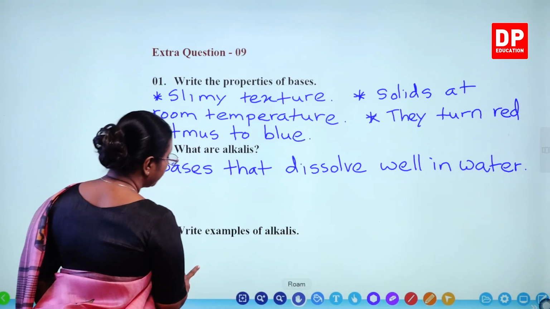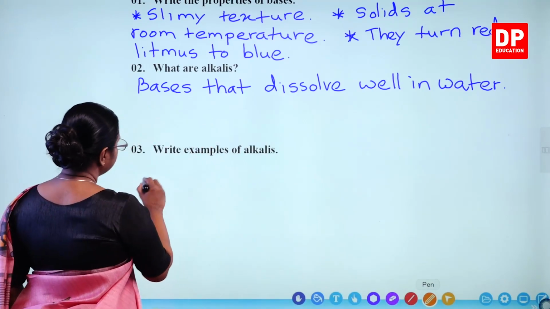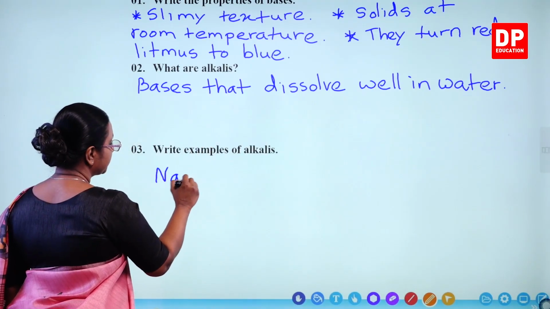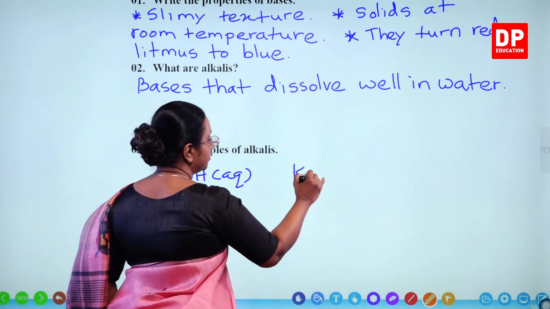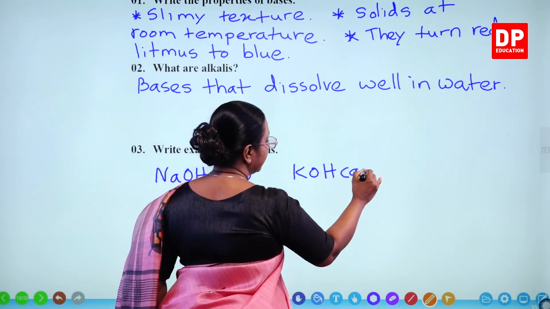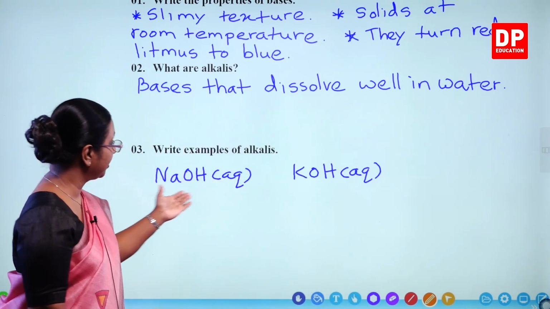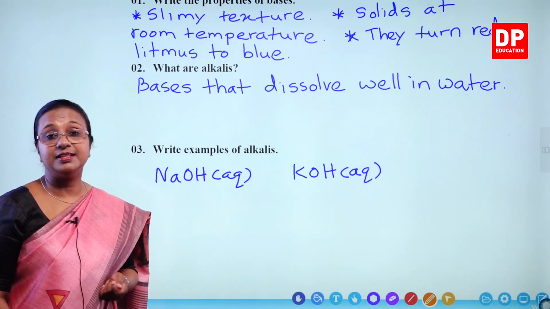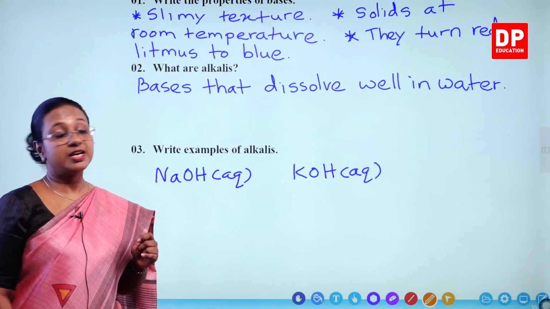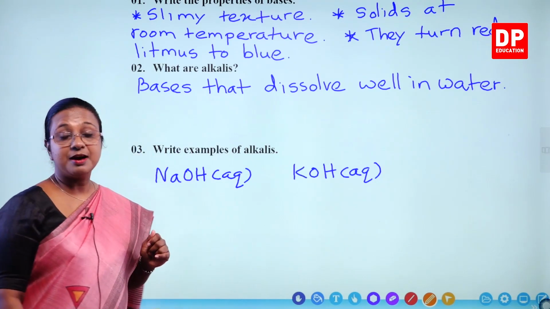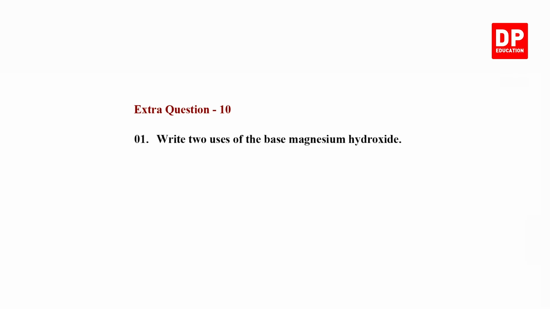Write examples of alkalis. Here we can say sodium hydroxide aqueous and potassium hydroxide aqueous. Here also you can write the names. I have written the chemical formulae. You can write the name. Sodium hydroxide solution, potassium hydroxide solution. So those are examples of alkalis. With that, I will move on to the next one.